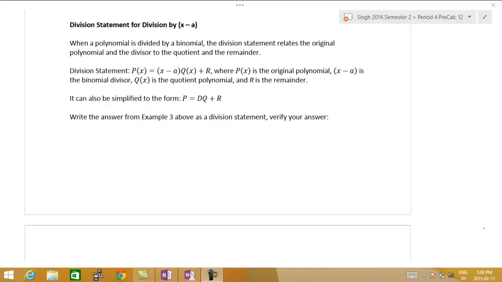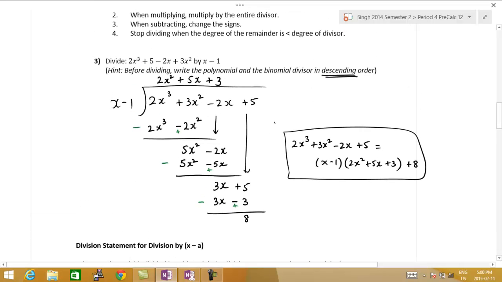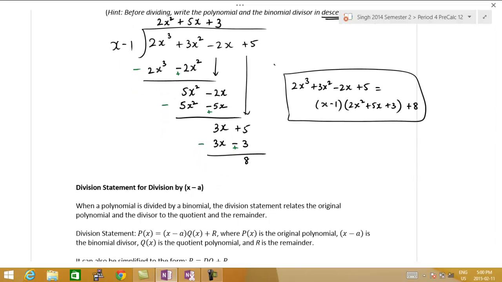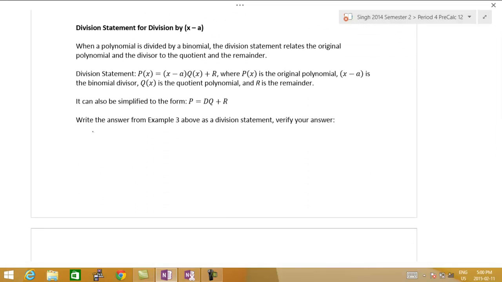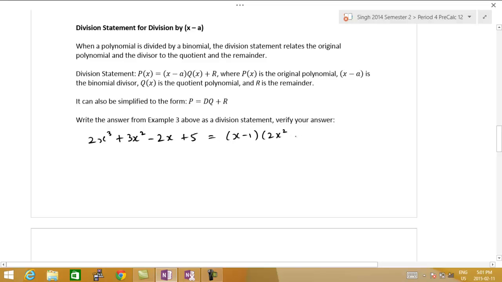So we're just going to quickly check the division statement that we wrote down up here for example number 3. I'm going to take the division statement and open it back up to figure out if it actually works. Left hand side equals right hand side. So what I had written down was this: 2x cubed plus 3x squared minus 2x plus 5 equals x minus 1 times 2x squared plus 5x plus 3, and then plus the 8. So what this is saying here is that when a polynomial is divided by a binomial, the division statement relates the original polynomial and the divisor.